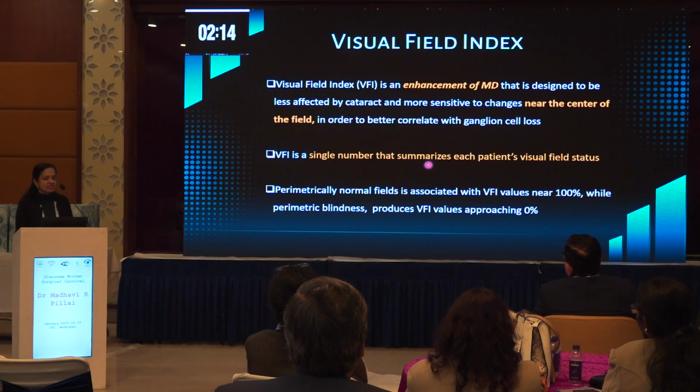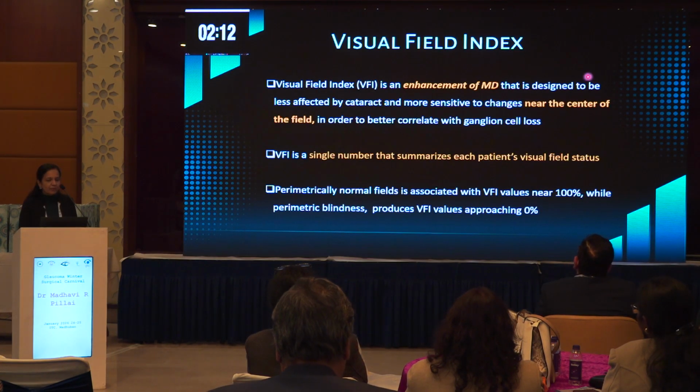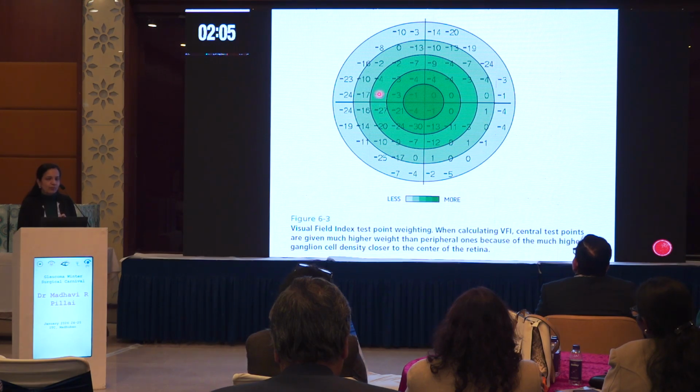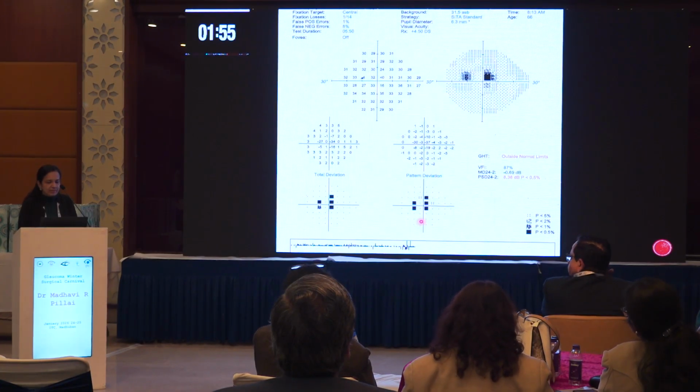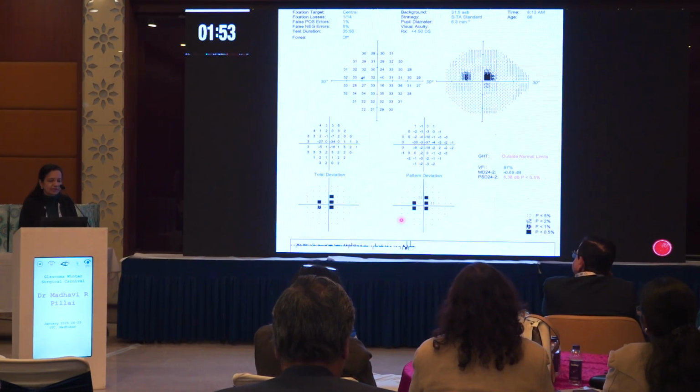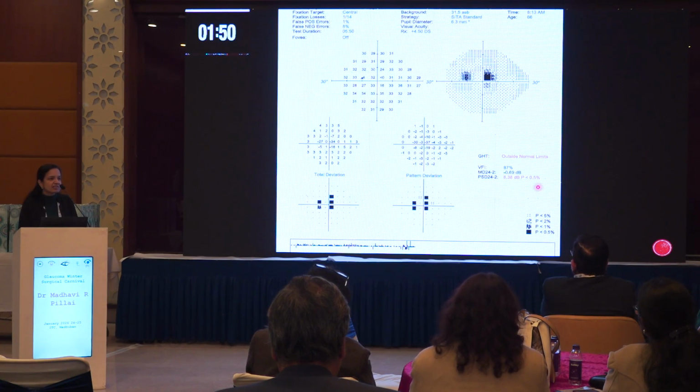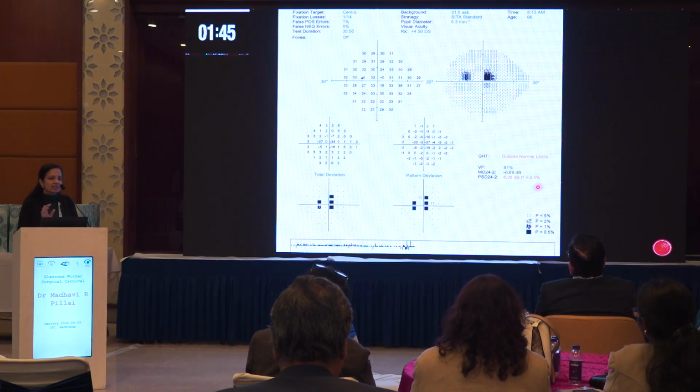The next global index is the visual field index, which is very important. Once again, this is an enhancement of mean deviation, but the point you have to note here is that it gives more importance to the central points. The weightage for the central points is more with the visual field index. So, what happens here, you can see in this example, there are only 5 points that are being affected. However, when you see the visual field index, it is 87%. That means the central points, 13%, are being affected by just 5 points. So, with the visual field index, the central weightage is more.